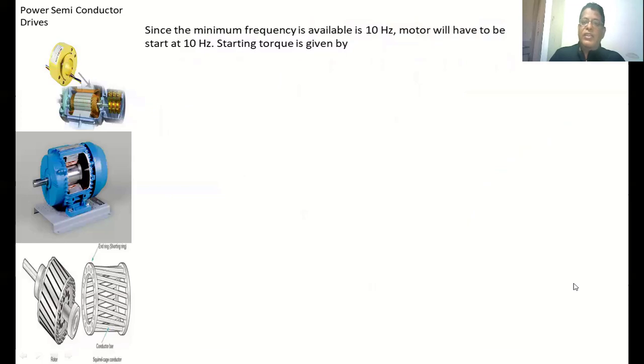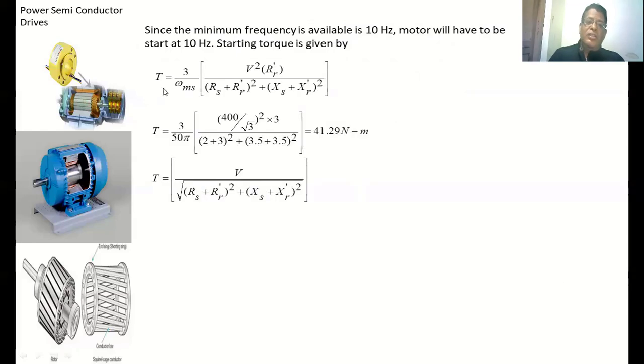Since the minimum frequency available is 10 Hz, the motor has to be started at 10 Hz. This is the expression for the torque developed in the induction motor at starting, because at the time of starting the slip S is equal to 1. We take S equal to 1 and substitute that value in the general expression, and we get this expression. Substituting all the values, the value is 41.29 Newton meter. This is the starting torque developed in the induction motor.